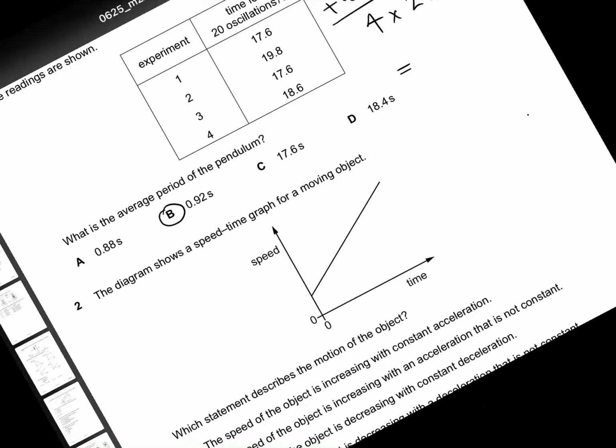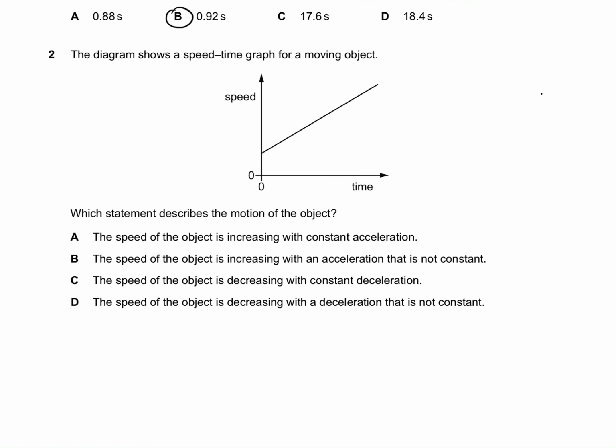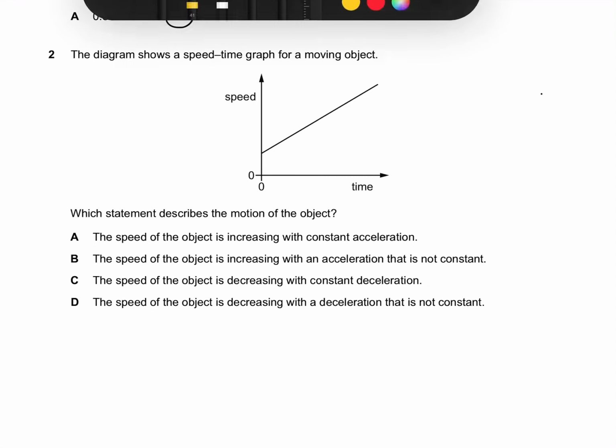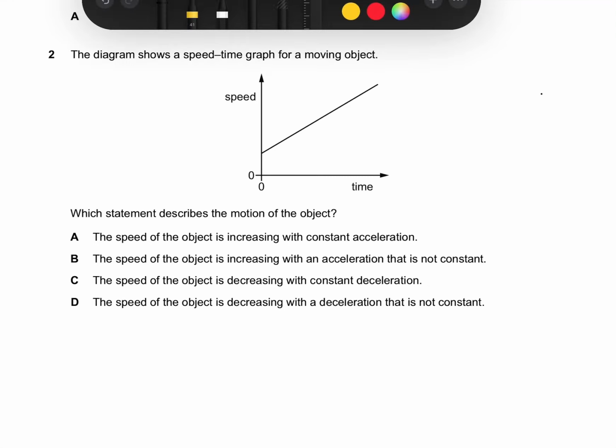Now, let's go ahead and take a look at question number 2. It says, a diagram shows the speed time graph for a moving object. Which statement describes the motion of the object? Now, as you can see, this is a straight linear line, which indicates the fact that this is actually a constant acceleration.